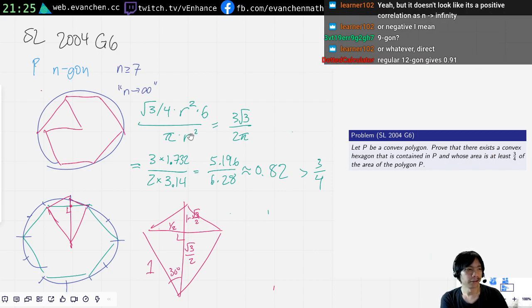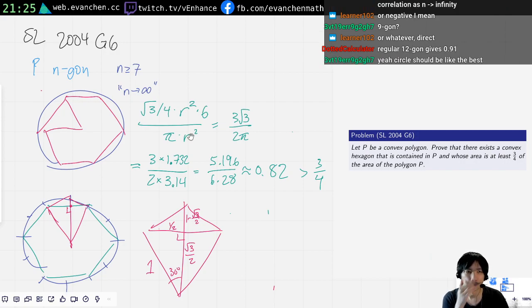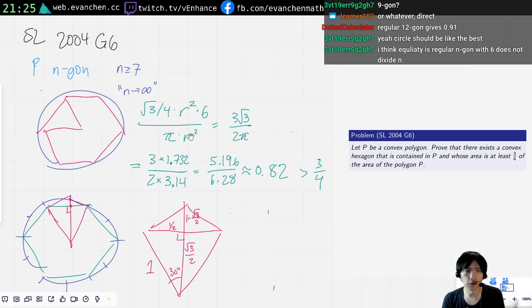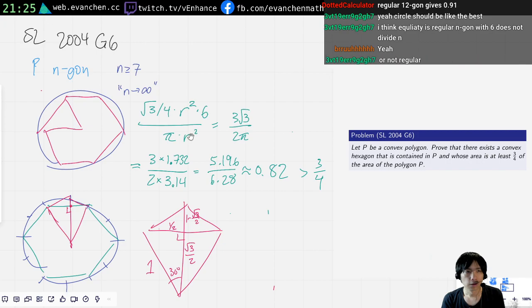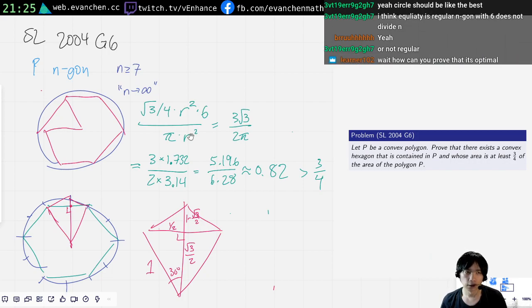So I have reason. A 12-gon will definitely do worse than a circle. Okay, I'm just being silly. A circle should be like the best in some sense. If it's an ellipse, then you can reduce to a circle, I think, by stretching in a certain way. Yeah, it could be that, and it's not regular. We've been doing regular, but the best examples might be when 6 divides n.